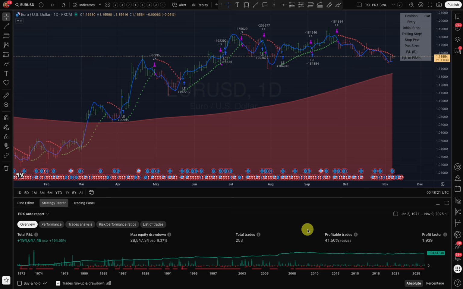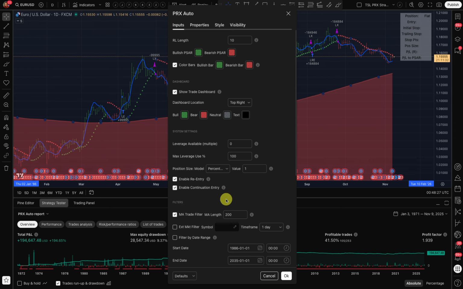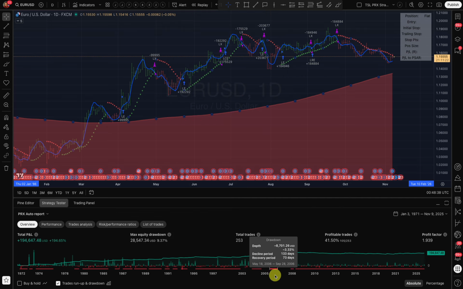And I want to point out that this specific configuration is using a 1% risk per trade, something that the newer PRX versions have available. And so I've set my position size model to percent account equity, and I set that for 1%. So that means that the size of the risk will grow as the account equity grows as well, right?